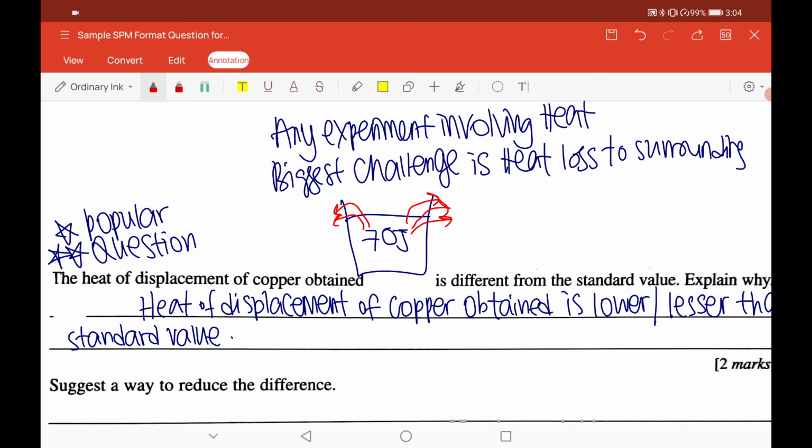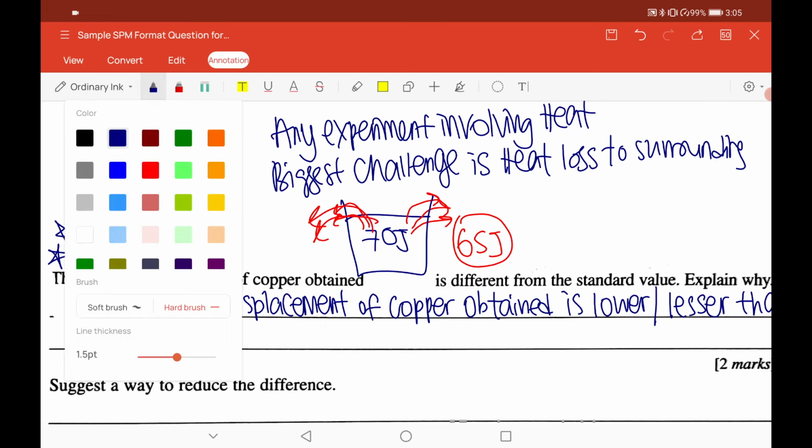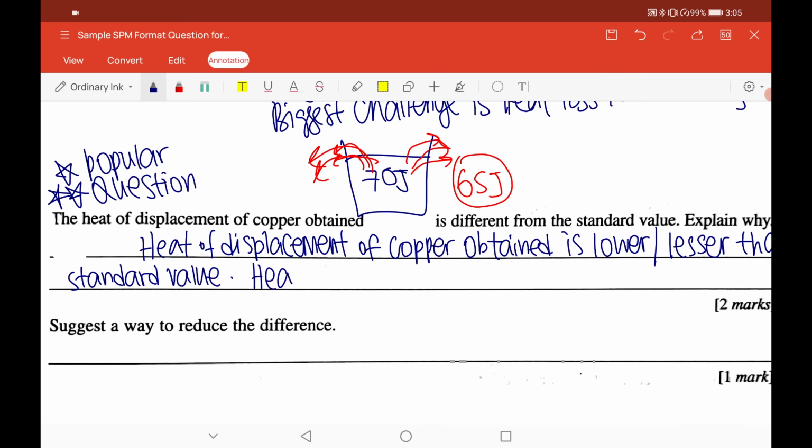When some of the heat runs to the surrounding, maybe when you do the calculation, you only get 65 joule. You get it? By right, according to theory, you should get 70 joule, but when you do the calculation, you only get 65 joule. So you see, the value that we get is always lesser. Why is the value always lesser? Because some of the heat runs away to the surrounding. So you can write: because there is heat loss to the surrounding.